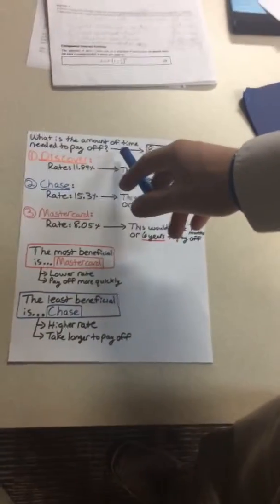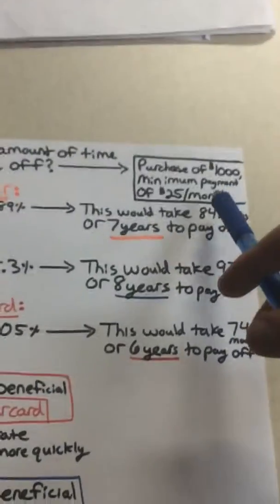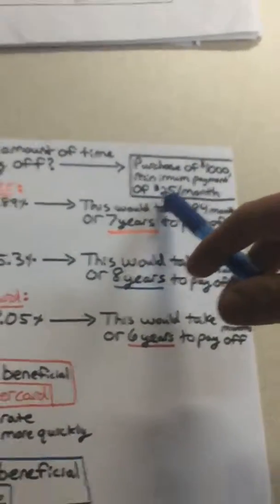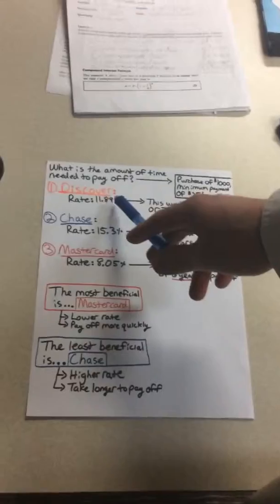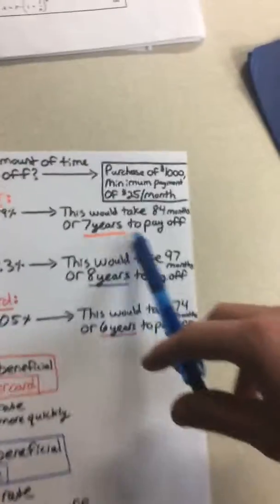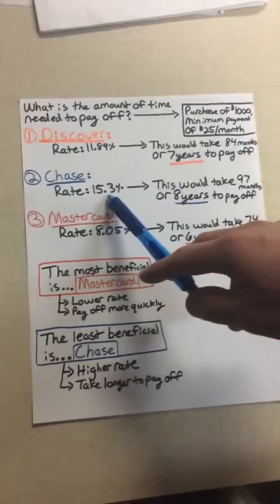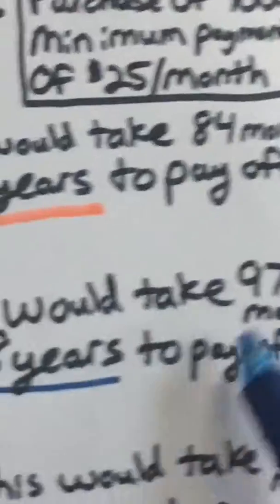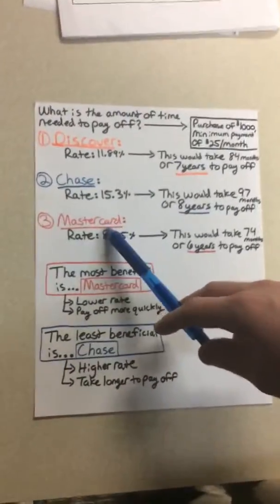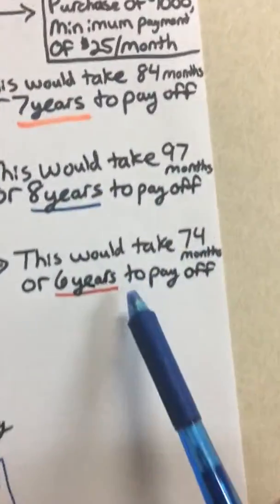So what is the amount of time needed to pay off each one? With a purchase of $1,000 and a minimum payment of $25 a month, with a Discover card at a rate of 11.89%, this would take 84 months or 7 years to pay off. With the Chase card, at a rate of 15.3%, this would take 97 months or 8 years to pay off. And for the third and final card, the MasterCard, at a rate of 8.05%, this would take 74 months or 6 years to pay off.